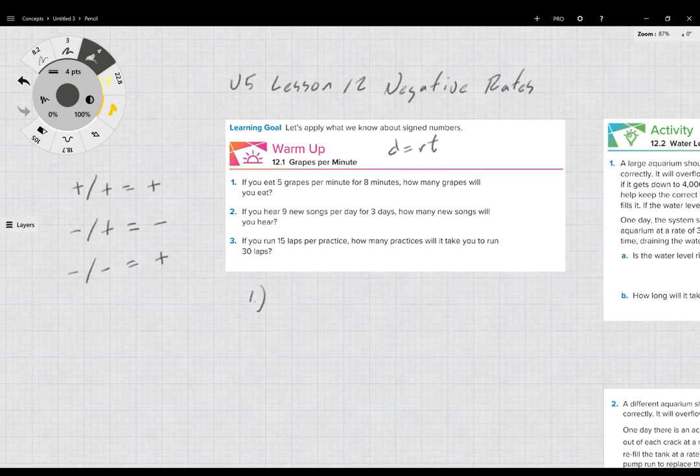it says if you eat 5 grapes per minute for 8 minutes, how many grapes will you eat? Well, the rate is 5 grapes per minute. The time is 8 minutes. So 8 multiplied by 5 equals 40. 40 grapes.